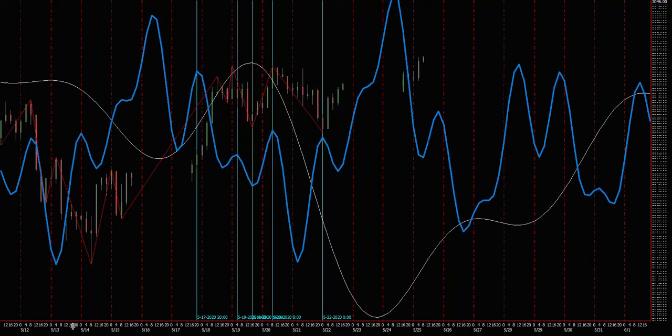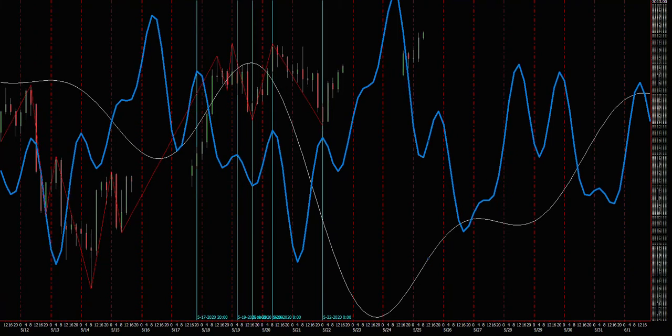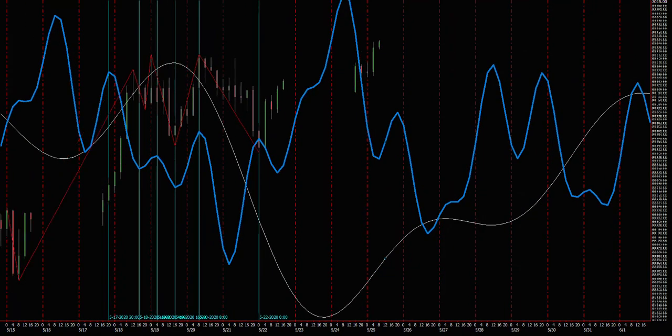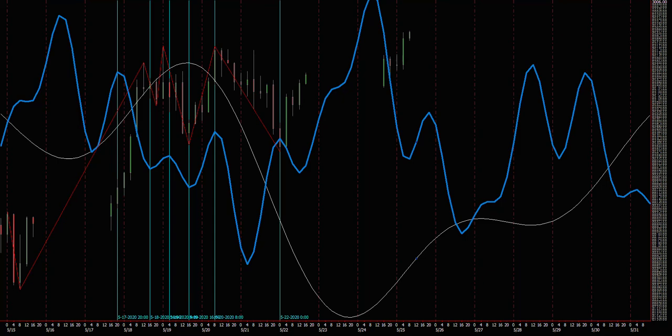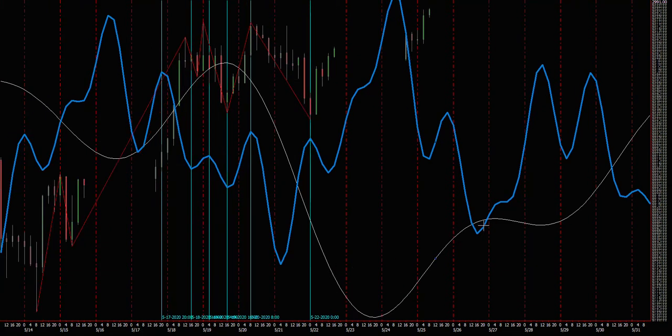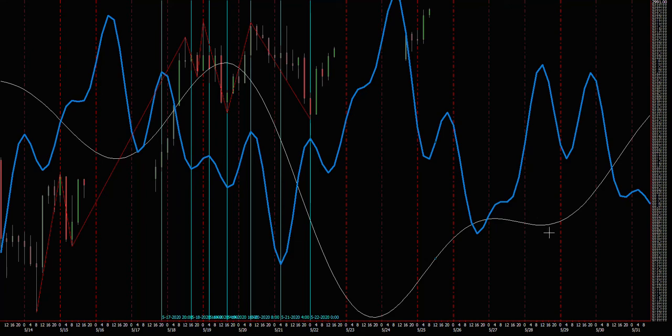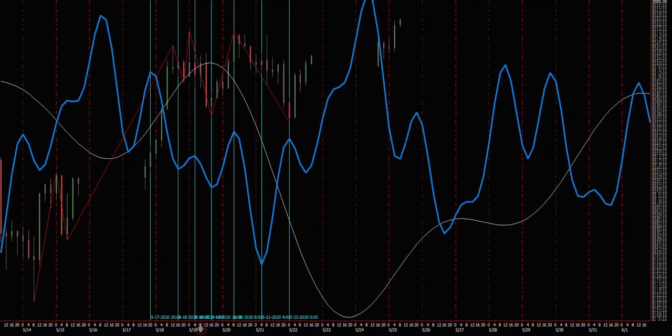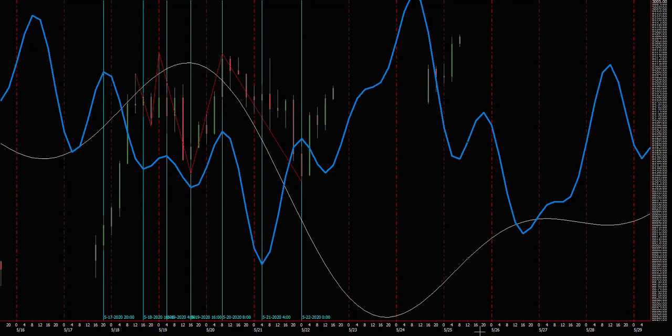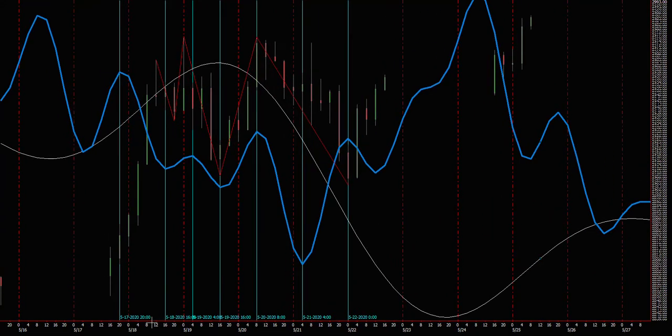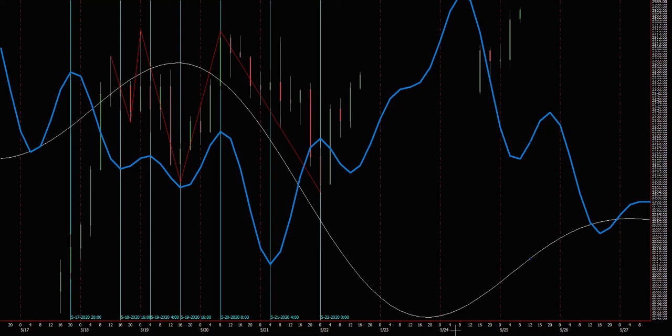So this is the entire week right here. All right, so these were the market turns. Now this is New York time. And this is the 4-hour chart, as I said.